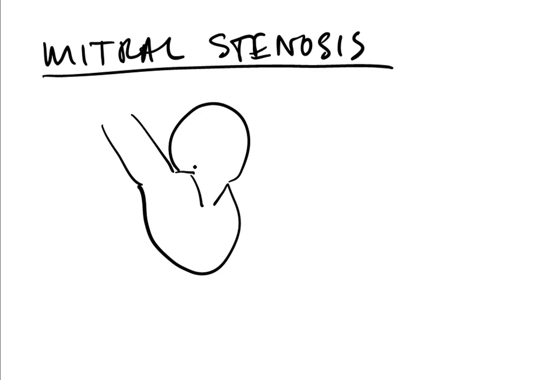And in mitral stenosis, we are going to see thickening and scarring of the ring and the valves. And remember that the mitral valve has a tether system with our chordae tendineae going down to our papillary muscles. And these also are going to be thickened and scarred.